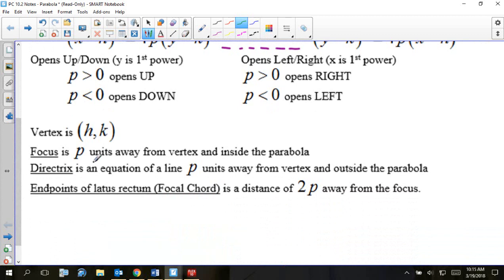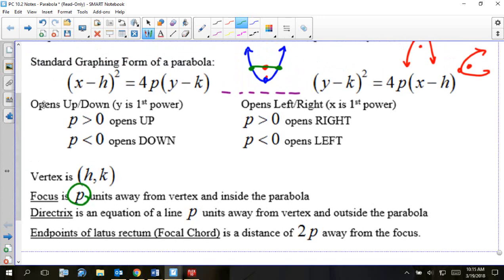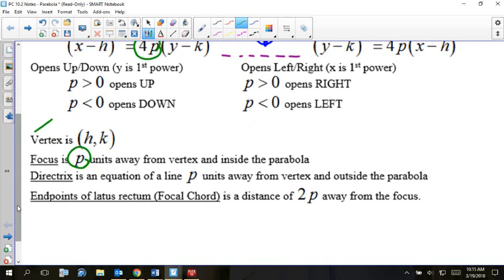So we need to find P, and then in these equations you can see 4P is what's in front of the parentheses with the x or the y. And then P is used to find all of this stuff. And for the focal chord, the distance is 2P from the focus. So we're going to use P for everything.